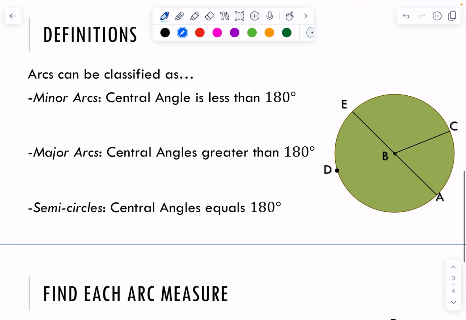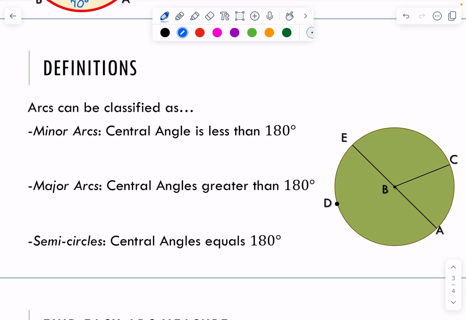Now, we have three different kinds of arcs that we look at. We have a minor arc, we have a major arc, and we have a semicircle. Now, minor arcs are where the central angle is less than 180 degrees, and therefore the arc's measurement is less than 180 degrees. So when I look here at this drawing, I see that I have a minor arc in CA there.